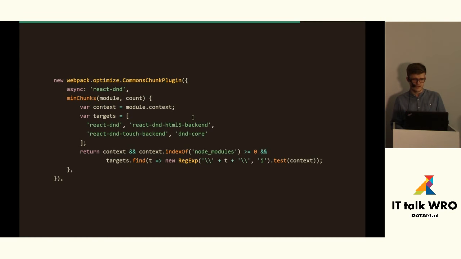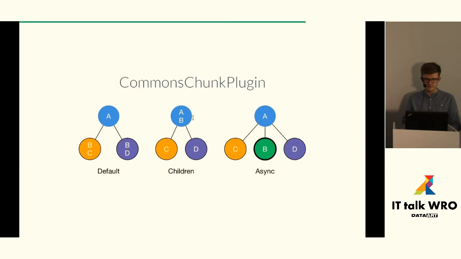Also, we can extract specific dependencies to a separate file. In this particular example, we extracted React DND and all related stuff. So by doing this, we can avoid code duplication in chunks by extracting dependencies to the vendor chunk plugin. So you can use route-based splitting without any problems.